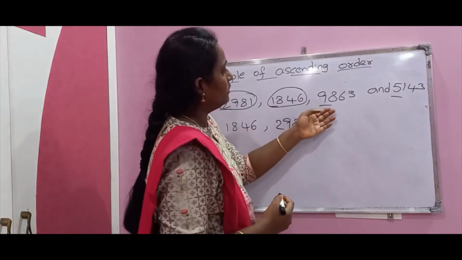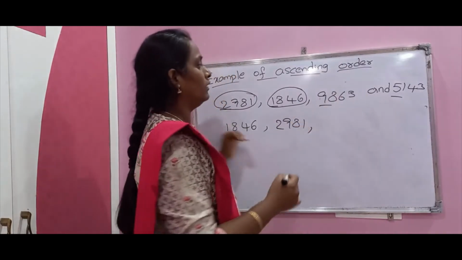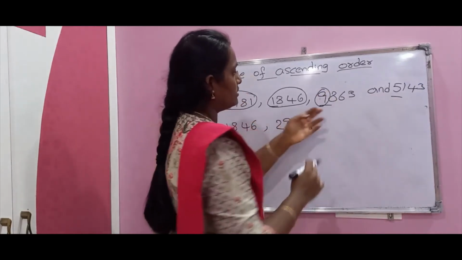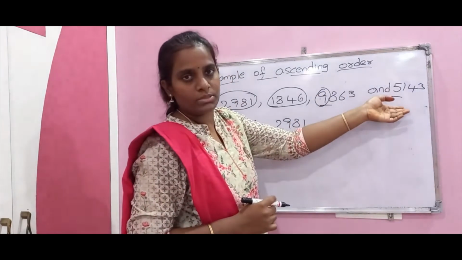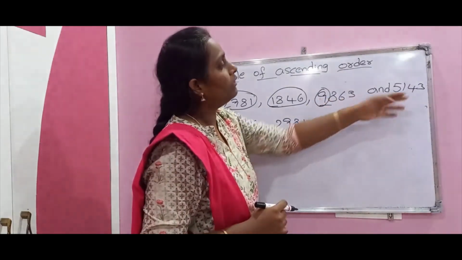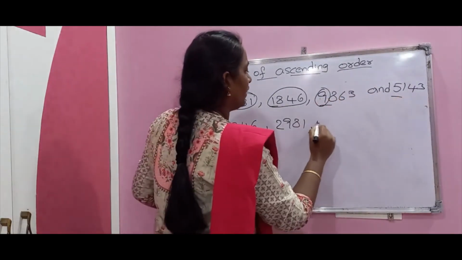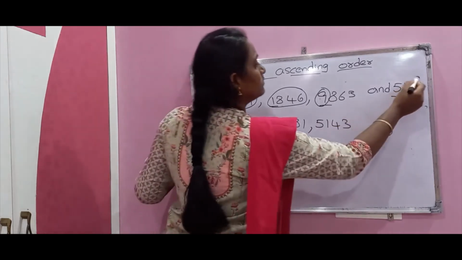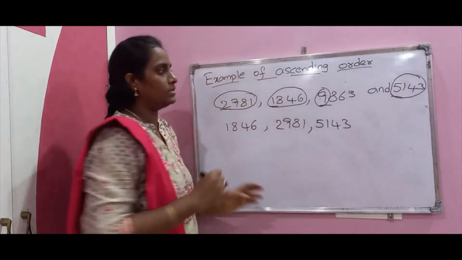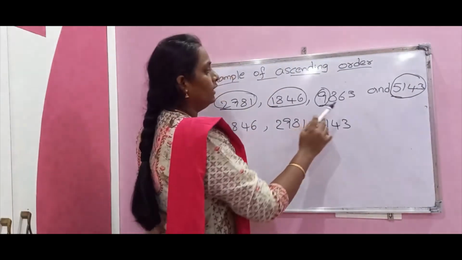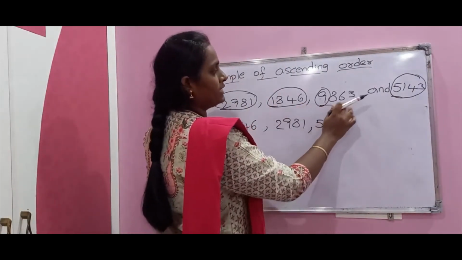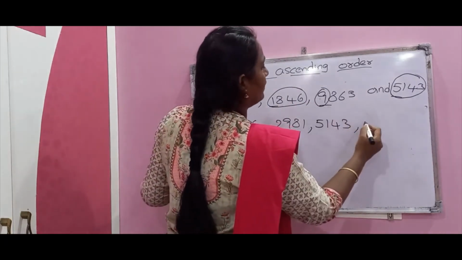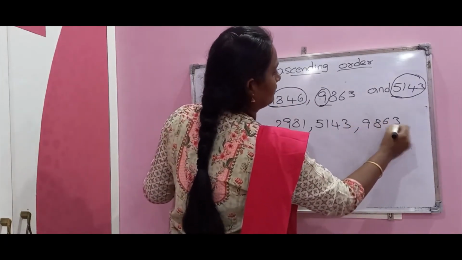Next, the remaining two numbers are there. Here compare the first numbers 5 and 9. Which is the smallest number? 5 is smaller than 9. So write this number 5143 and circle this number, which means it's completed. And the remaining 9863 is there. Nothing is there to compare. So just write directly 9863.